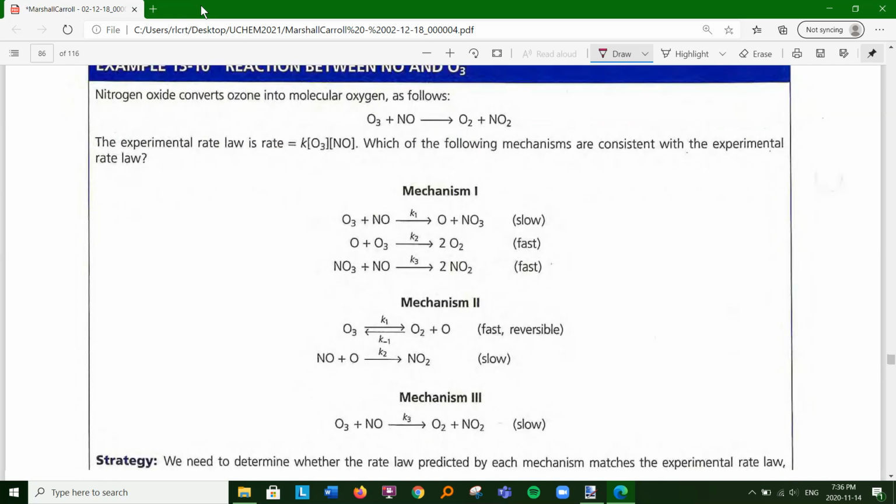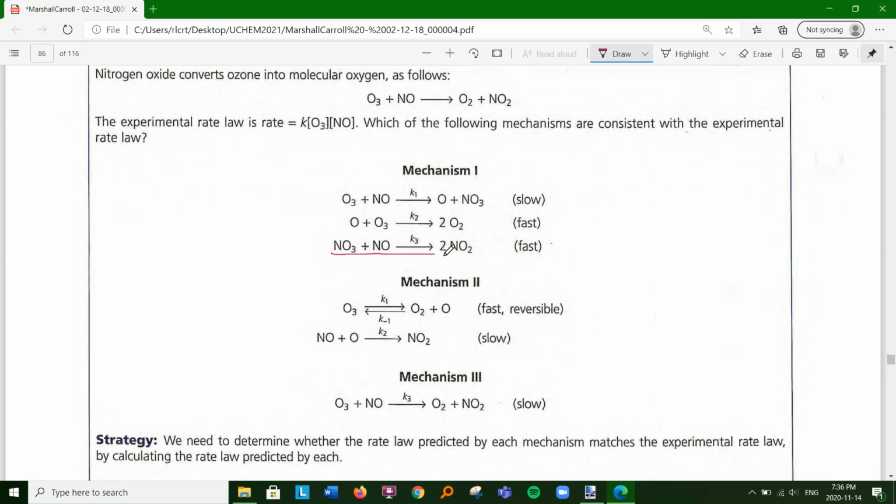Now you always have to check, because they could be sneaky and not have it add up nicely to give us what we want. O's cancel, they're intermediates. NO3s are intermediates. I got an O3 and an O3. So I got 2O3 plus 2NO goes to 2O2 plus 2NO2. Okay, well, I could divide everything by 2 and I would get the same as the other one. So that's interesting, why they didn't put halves in front of all of them.